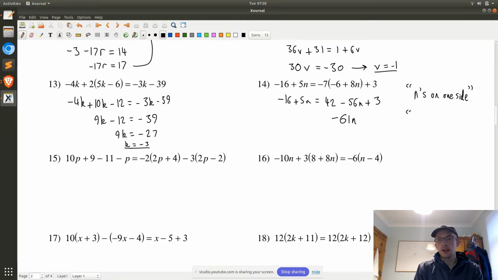Then they may say constants on the other side. Constants on the other side. And that just means numbers on the other side of the n. So in this case, the left side. So we do 42 add 3 to get 45 on the right. And then we have to take that away from the left. So negative 16 take away 45. So negative 61. So n is 1. Simple.